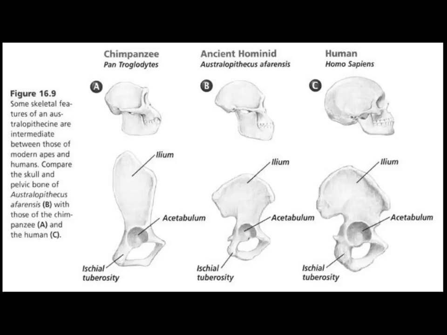The anatomy of humans and chimps is remarkably similar. This illustration shows the similarities found in chimp and human skulls and hip bones. An early hominid, Australopithecus afarensis, is shown here as well. And as you can see, the bones of this ancient hominid seem to bridge the gap between chimpanzee and Homo sapiens.